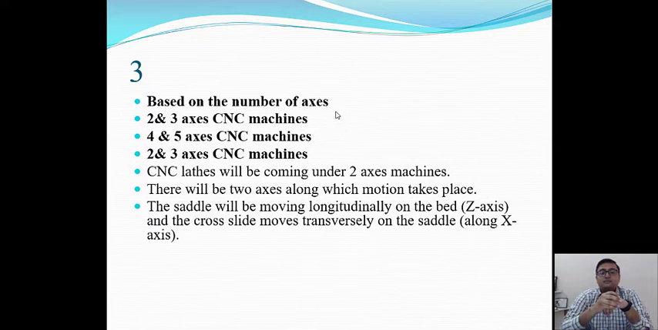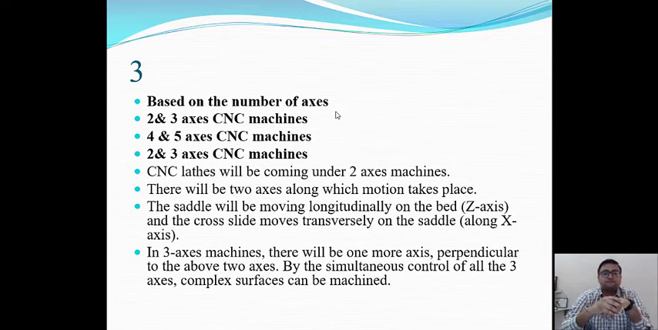The saddle moves longitudinally on the bed along the Z axis. So the Z axis is also a representation of the movement of the saddle, and the cross slide moves transversely on the saddle along the X axis. It means whatever the diameter of the workpiece is, that can be considered as the X axis.